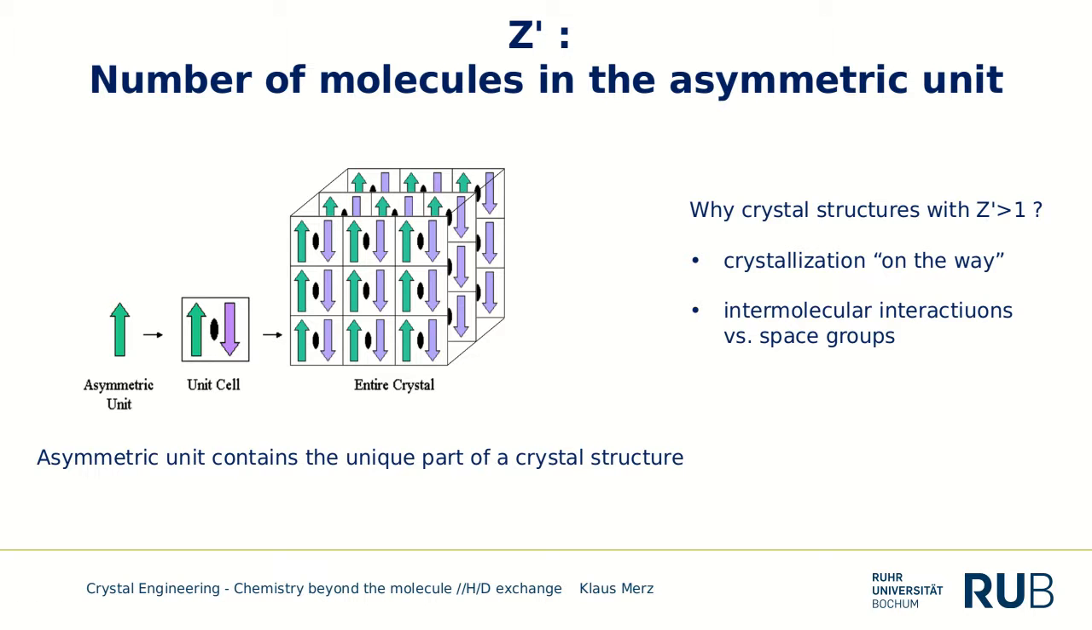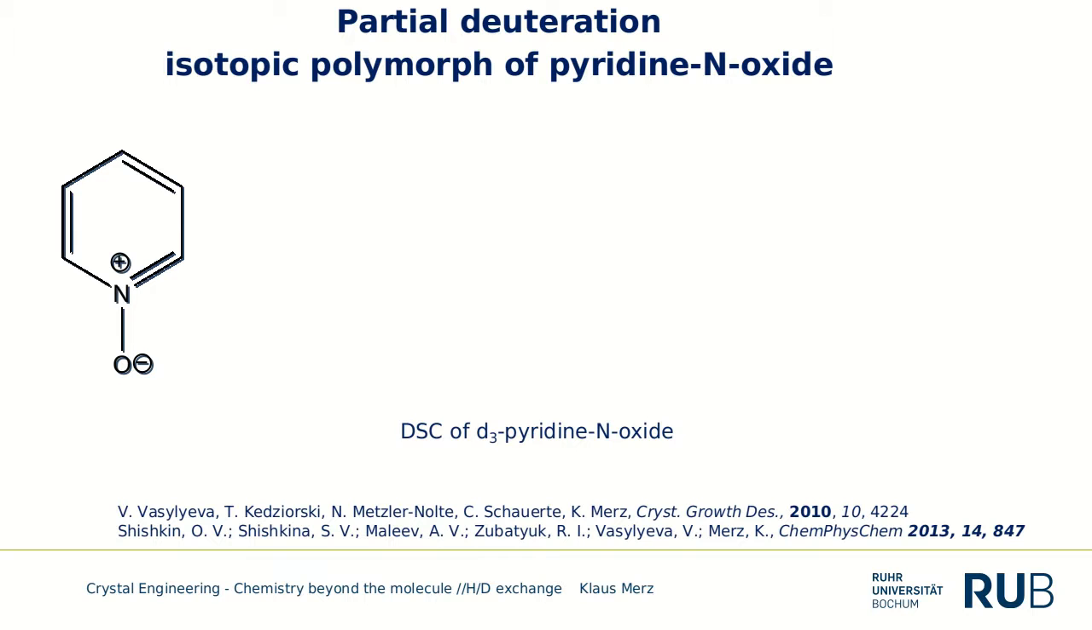Some other scientists say, well, we are thinking in models. In the case of crystal structures, we are thinking in space groups. And intermolecular interactions don't always fit with space groups. There's a competition between intermolecular interactions and space groups. Well, you see this is strongly under debate.